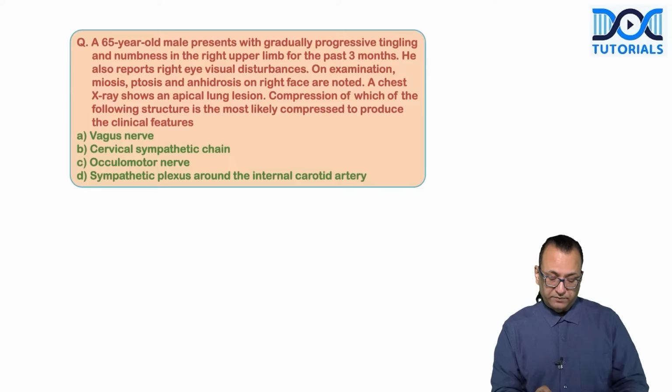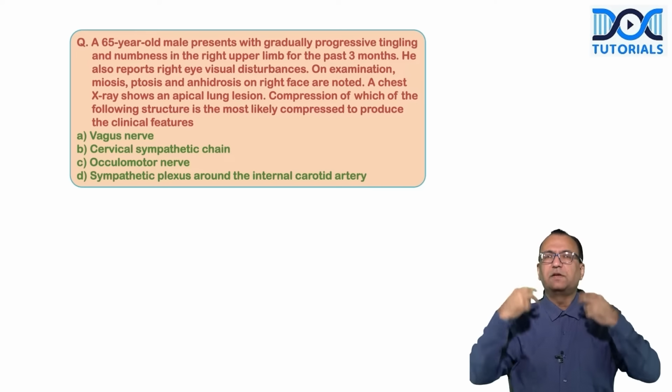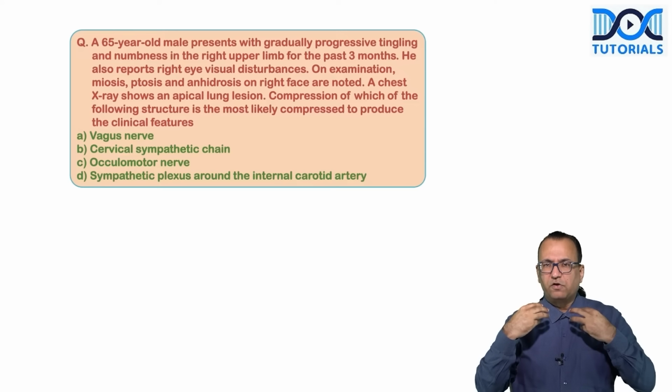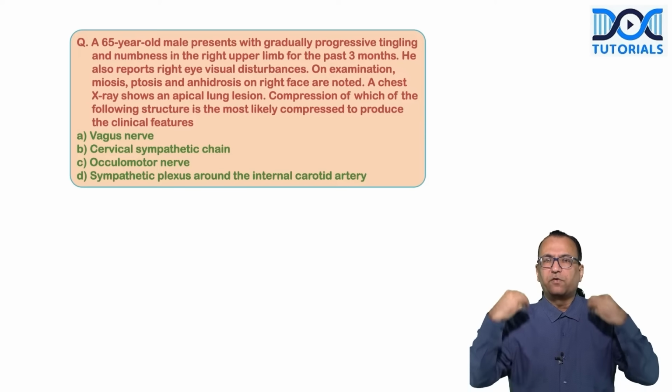We'll see some diagrams. So compression of which of the following structures is producing this feature, and our answer will be cervical sympathetic chain. The Horner pathway has 3 orders of neurons. The first order neuron comes from the hypothalamus to the T1 sympathetic neurons in the spinal cord, so we call it the hypothalamospinal pathway. The second order neuron starts from the T1 sympathetic neuron in the lateral horn cells of the spinal cord and ascends in the sympathetic chain. The second order neurons are the preganglionic fibers that reach the superior cervical ganglion.